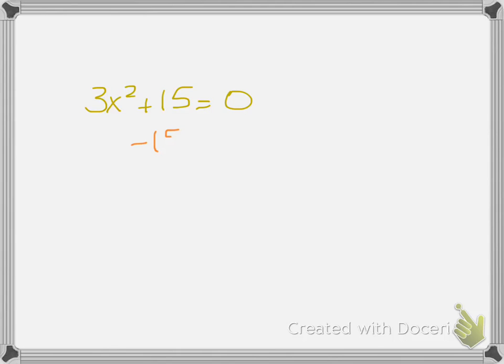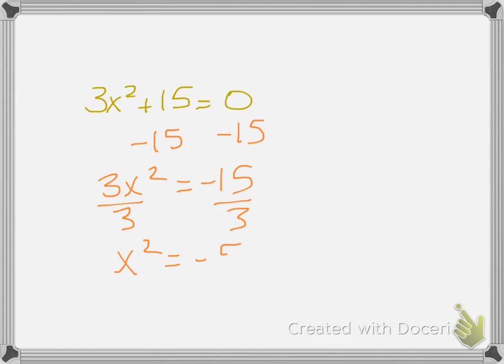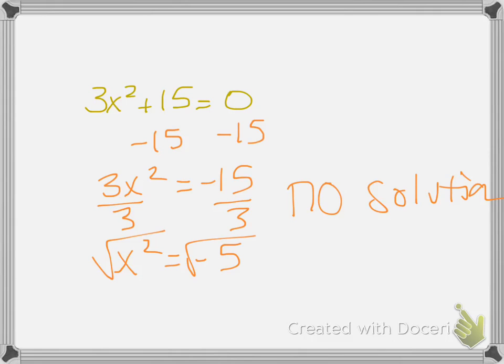Okay, so subtract 15. So we get 3x squared is equal to negative 15. Divide by 3. x squared equals negative 5. Square root. We cannot square root a negative. Okay, so my answer for this is no solution. So that means this never crosses my x-axis, because you can never square root a negative like this.